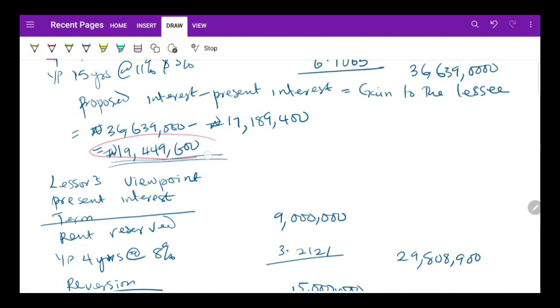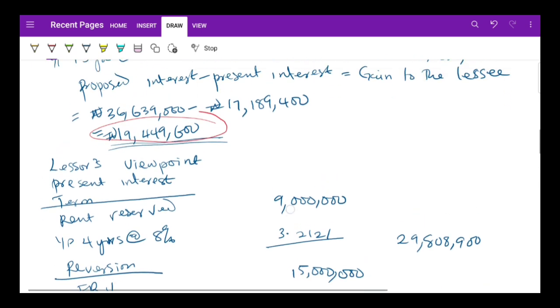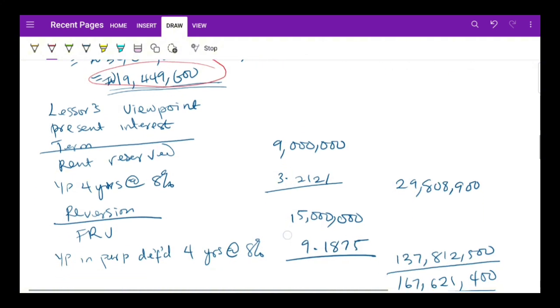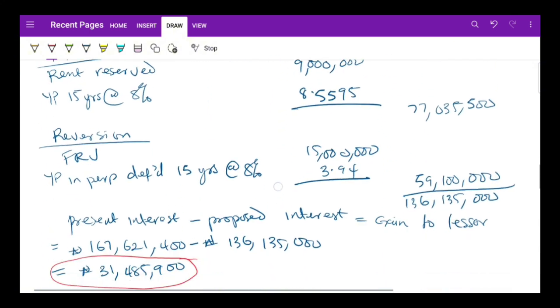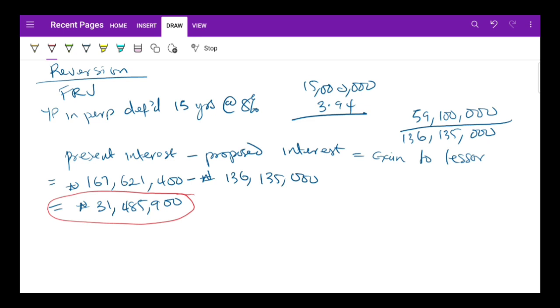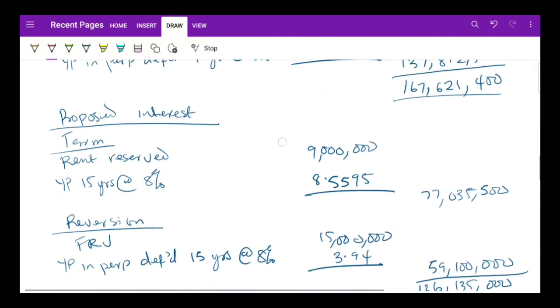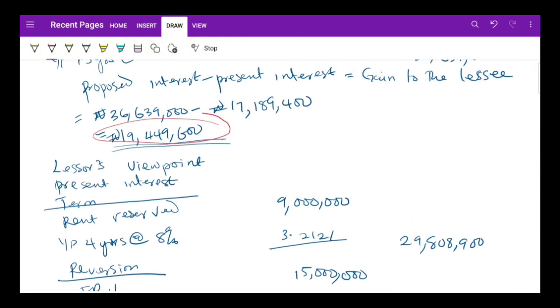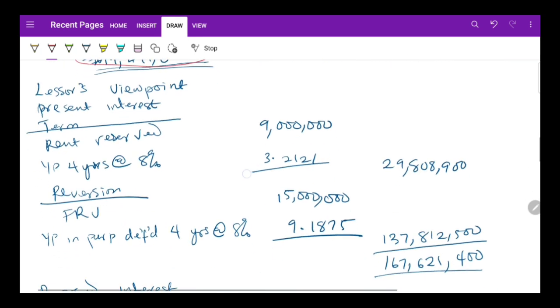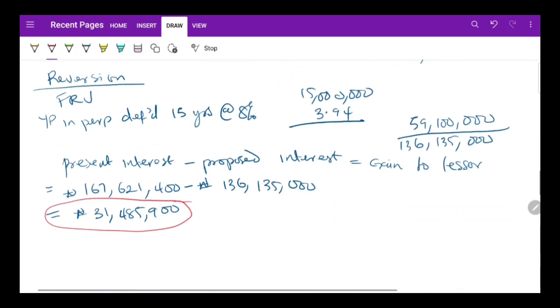Okay, so usually it takes negotiation, and of course, whatever the stronger party or the person with the stronger argument usually would win. Okay, so it simply means that if it was the lessee that was offering, he would be offering in the region of 20 million naira, while the lessor will be demanding in the region of 30 million naira. It's possible for them to negotiate and find a common ground.